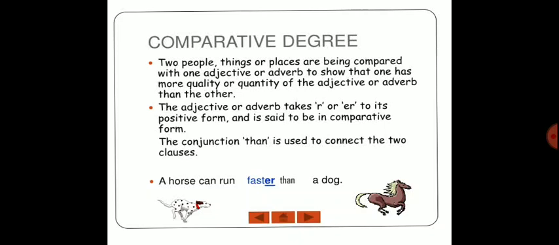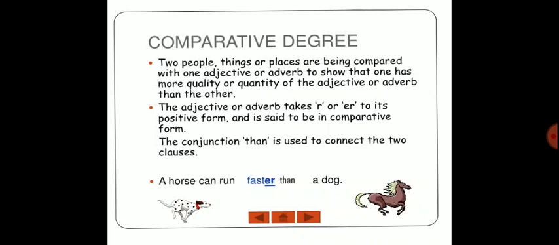Two people, things or places are being compared with one adjective or adverb to show that one has more quality or quantity of the adjective or adverb than the other. Here the one is greater than the other. The adjective or adverb takes -r or -er added to its positive form. The conjunction than is always used to connect the two clauses.